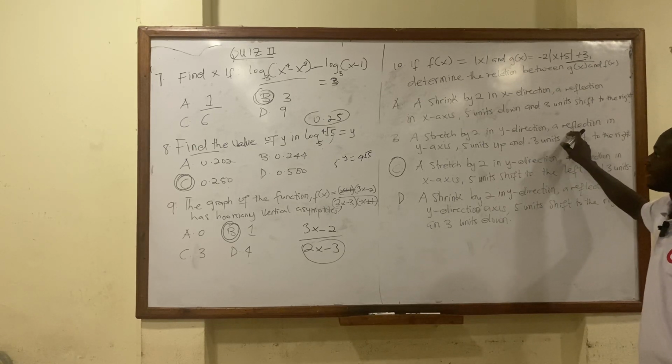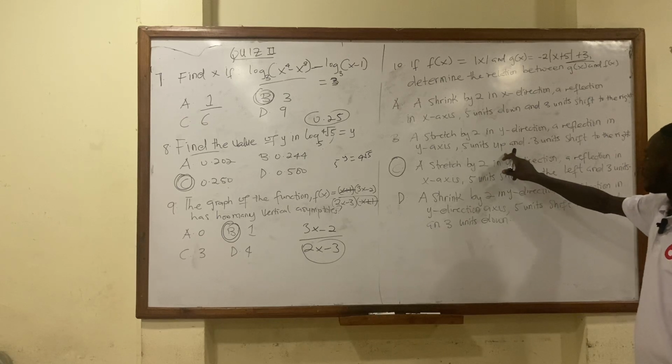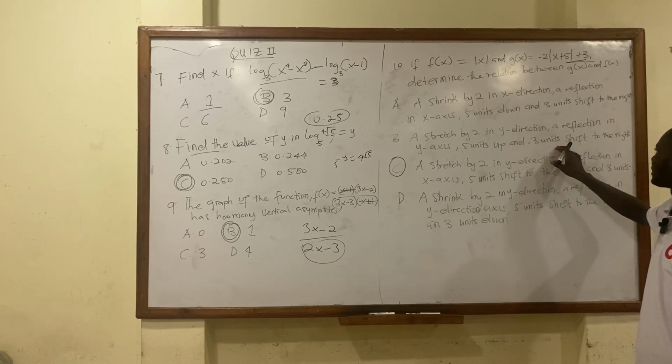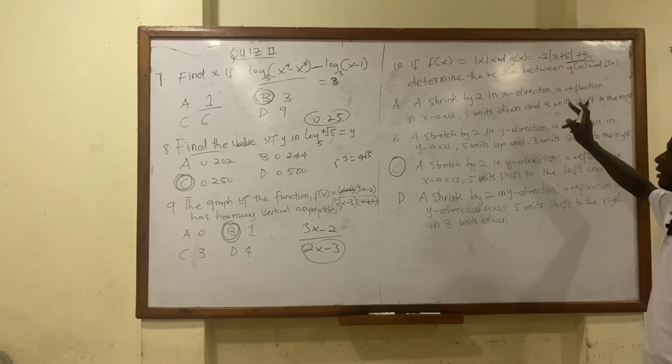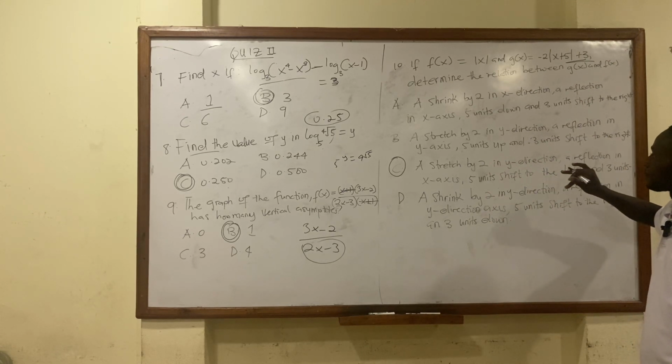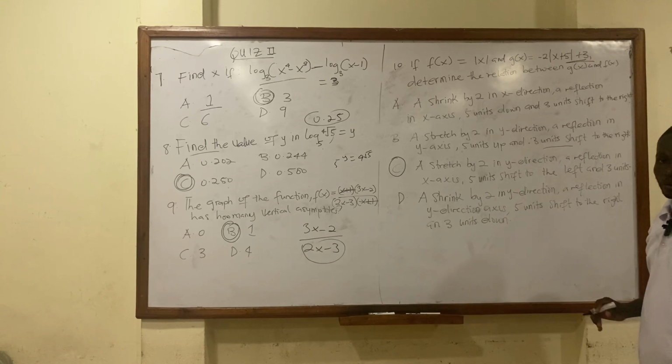A reflection in y axis, 5 units up and 3 units shift to the right. But this is not a reflection in the y direction. All right, it's in the x direction. So this is also not correct.